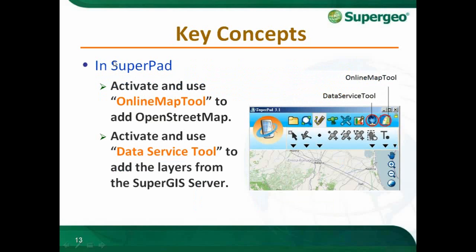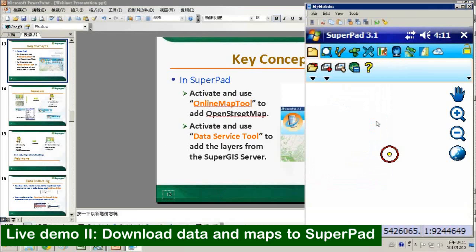Then in this section, we are going to introduce the SuperPad and use the SuperPad to add the OpenStreetMap as our base map, and also to add the map from the SuperGIS server to our SuperPad. We are going to use two extensions. One is the online map tool, and one is the data service tool. So this one is the online map tool, and this one is the data service tool. We are going to use these two extensions in the SuperPad. Now we are going to switch to the SuperPad.